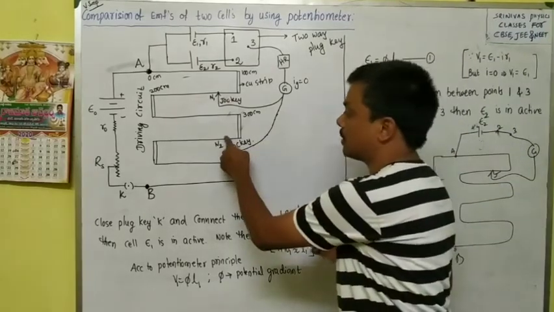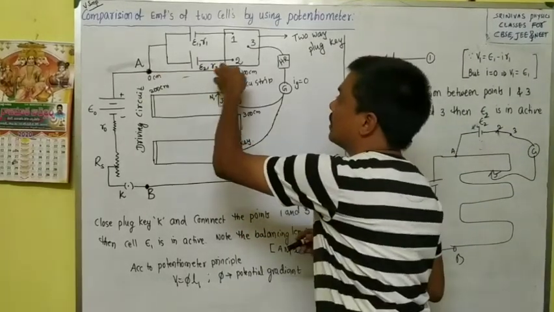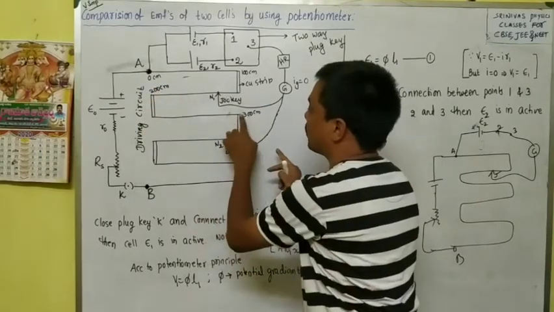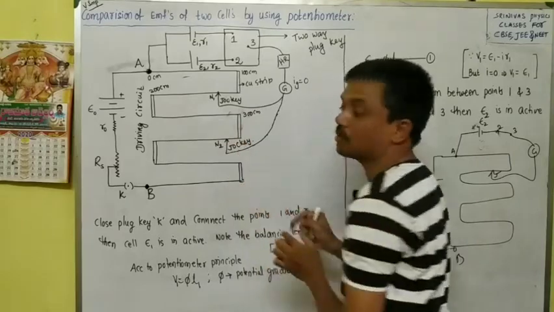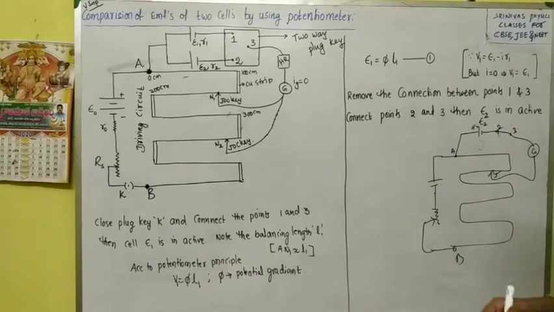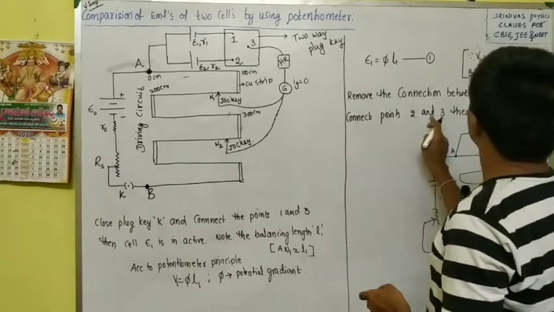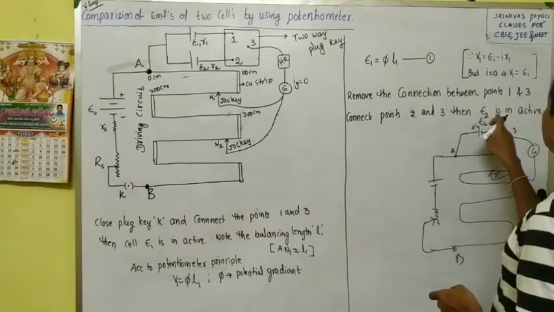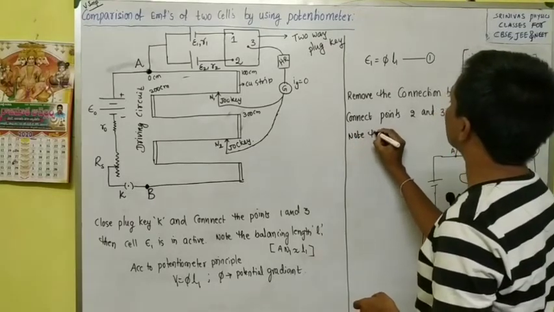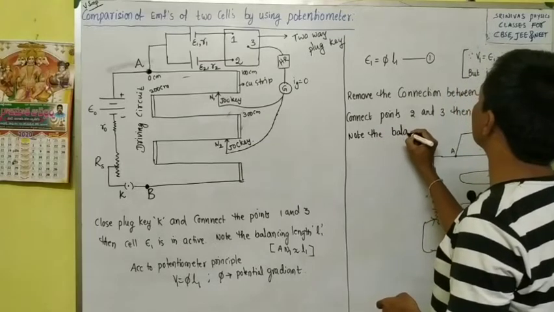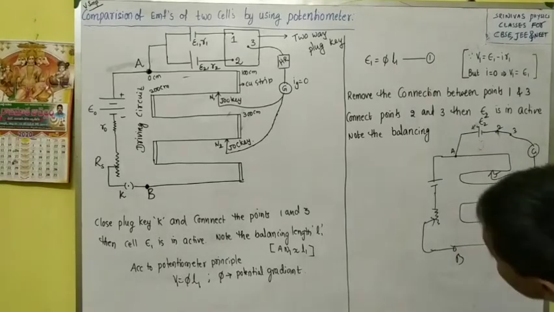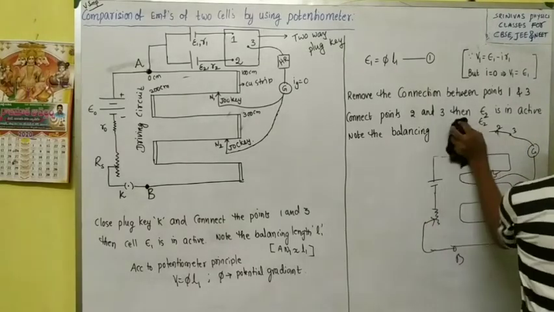For example, that point is N2. Again note the balancing length: 100 centimeters plus 100, 200, plus 300, up to here 300, plus this distance 320 or like that. Okay, we have to note the balancing length. And now connect the points 2 and 3. Then E2 is active. Note the balancing length. When will we note the balancing length? If the galvanometer shows zero deflection, at that moment we have to note the balancing length.